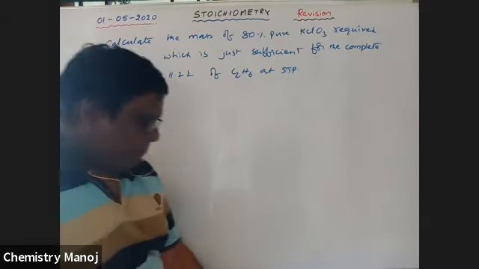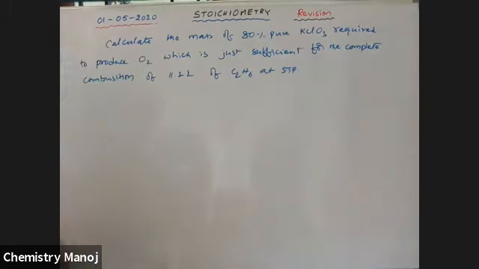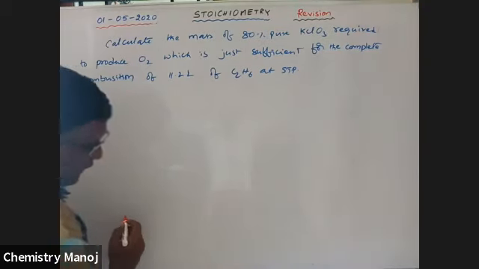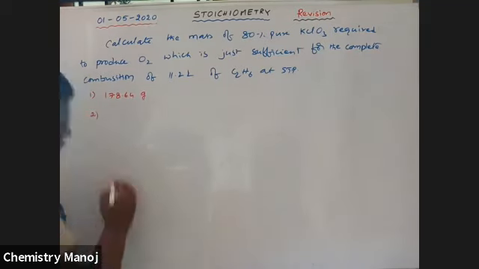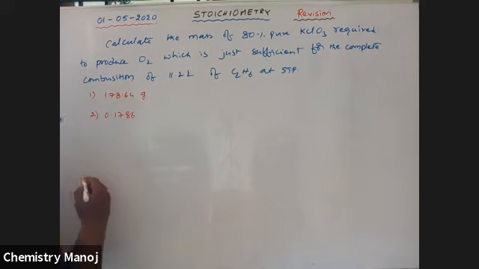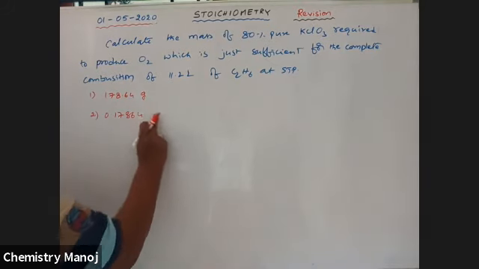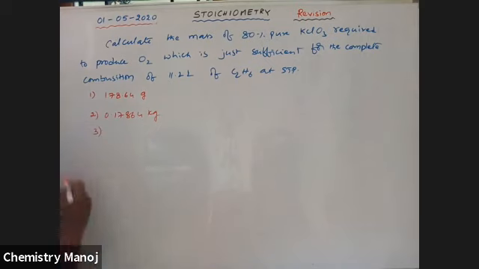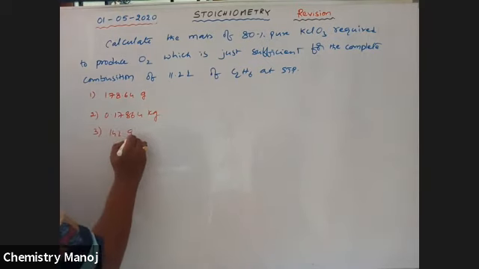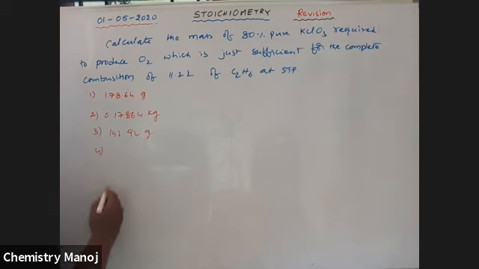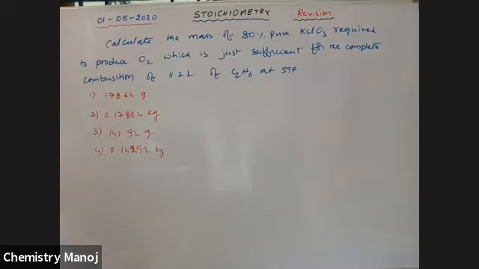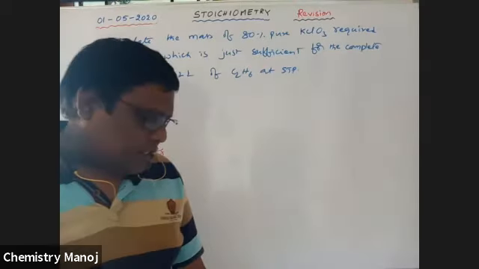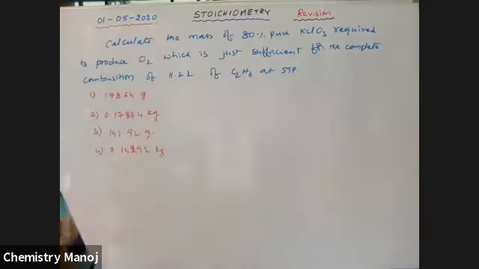Give me the answer. The options are: option 1, 178.64 grams. Option 2, 0.17864 kgs. Third one, 142.92 grams. Fourth one, 0.14292 kgs. More than one correct.